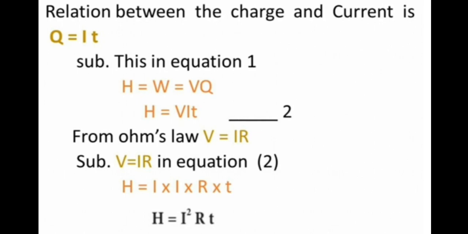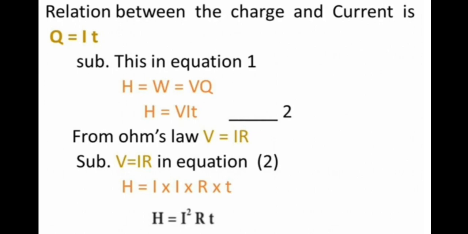This charge we have to substitute in equation number 1. What is equation number 1? It is H is equal to work done is equal to VQ. In that you have to substitute the relation between charge and current. Then we will get H is equal to VIT. Take this as equation number 2.